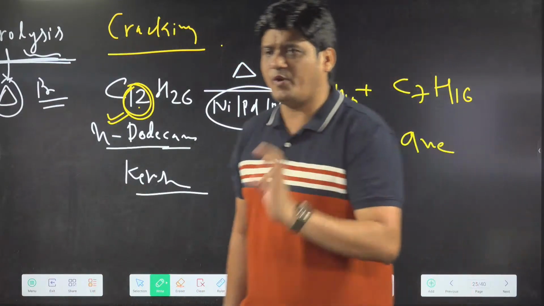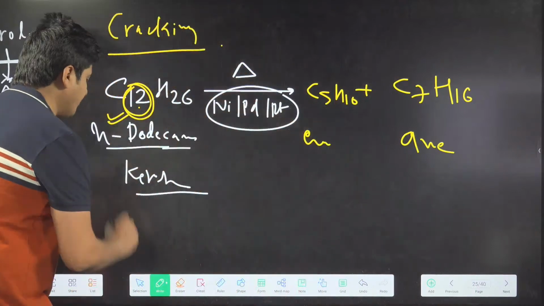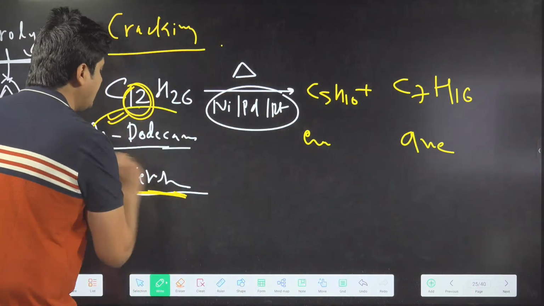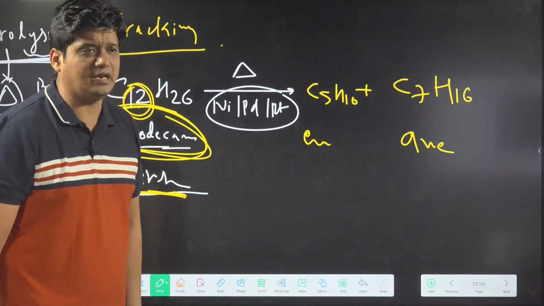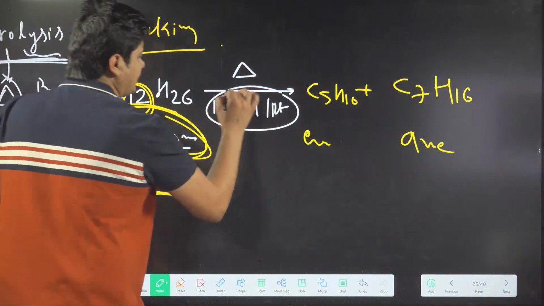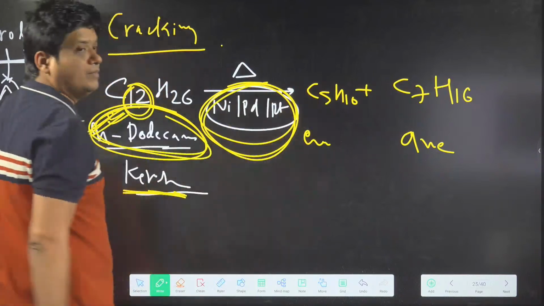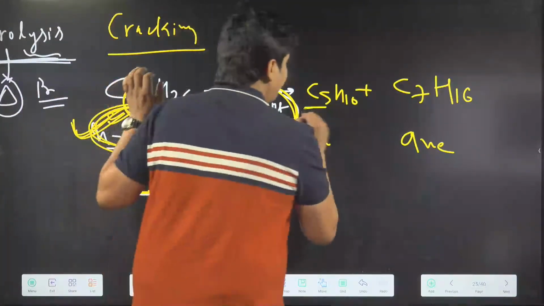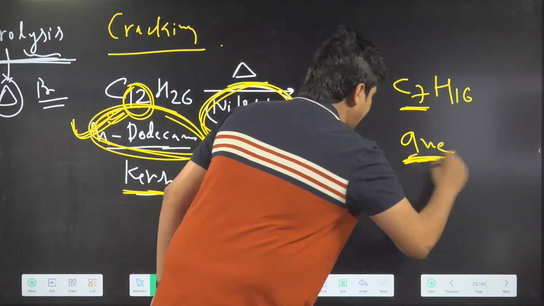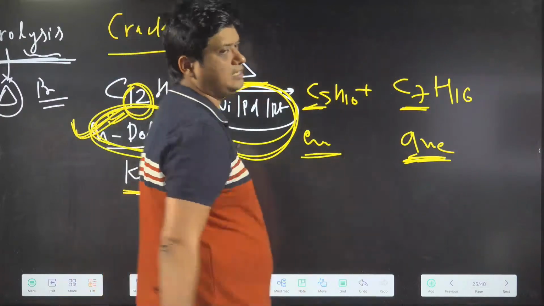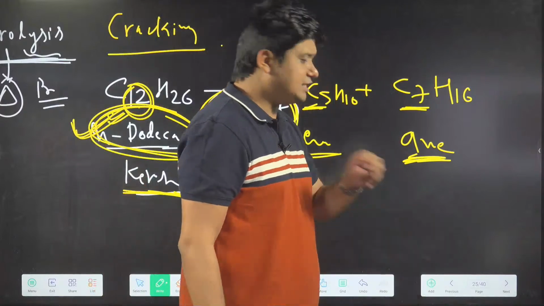So what is the important point there? The main component of kerosene is n-dodecane. It goes for pyrolysis in the presence of nickel, palladium, platinum, giving C5 and C7, 7 days in a week. 7 is the big brother, so alkane. Obviously C5 is alkene. This is one cracking.